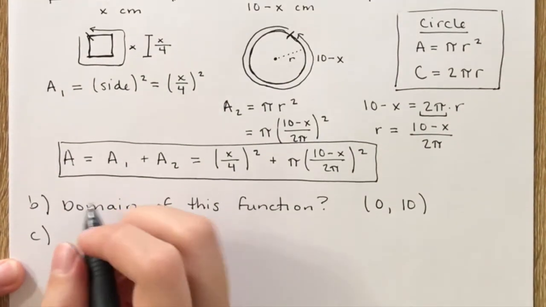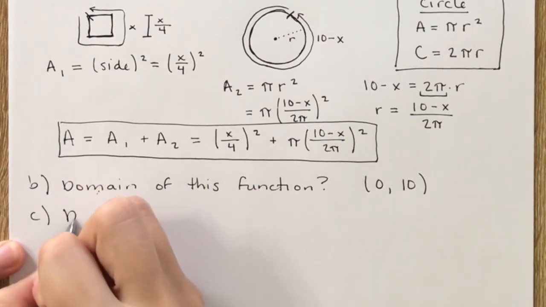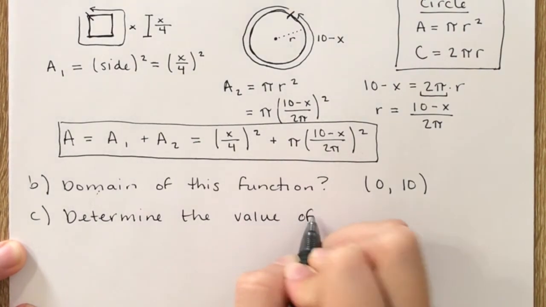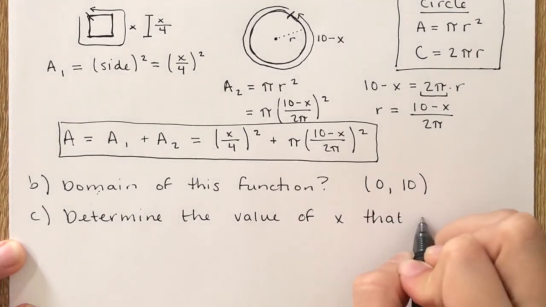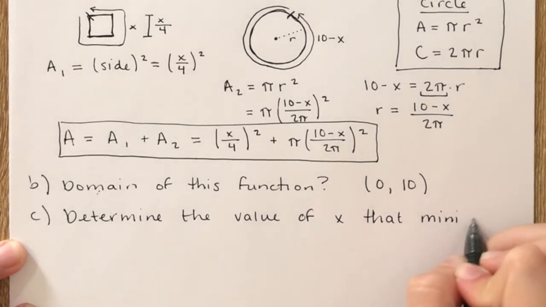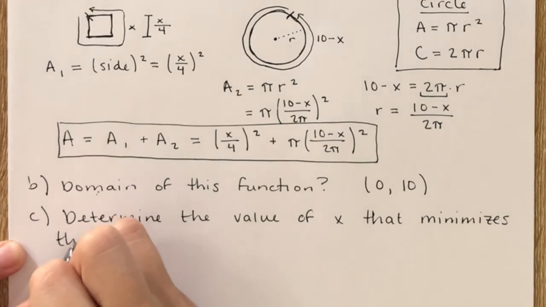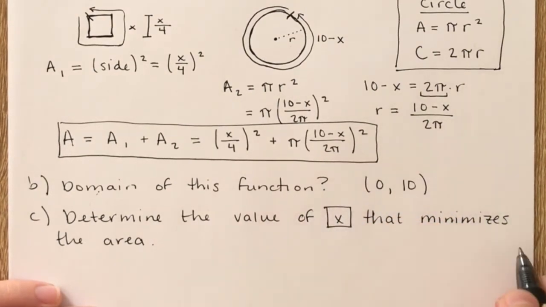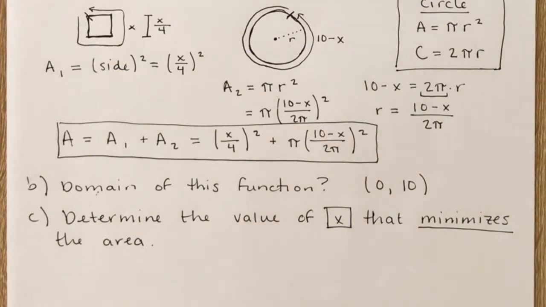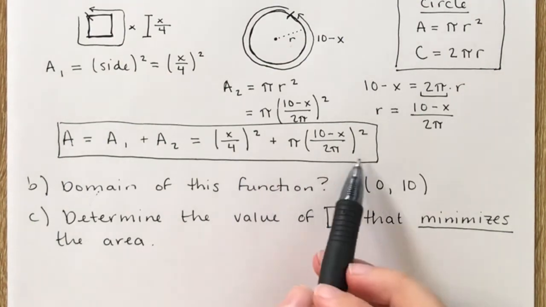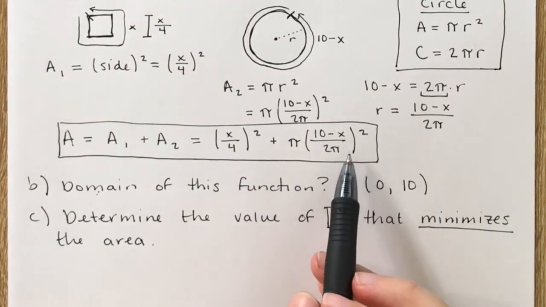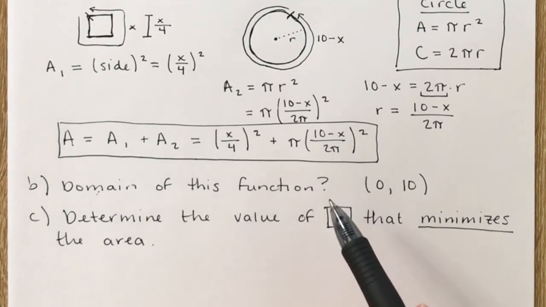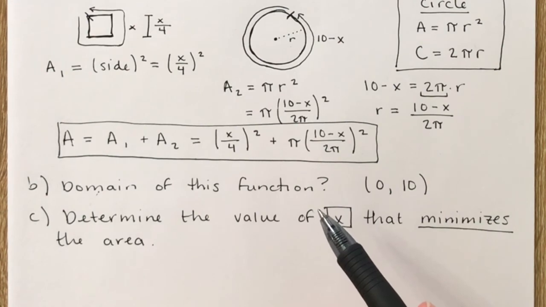Last but not least, determine the value of x that minimizes the area. Okay, so we're looking for, this time, x. And again, we're looking to minimize the area. So this equation here is really funky, right? We've got a lot going on. We've got a bunch of pi, we've got just some messy stuff happening. So for this equation, we are going to use Desmos instead of solving this using quadratic stuff.